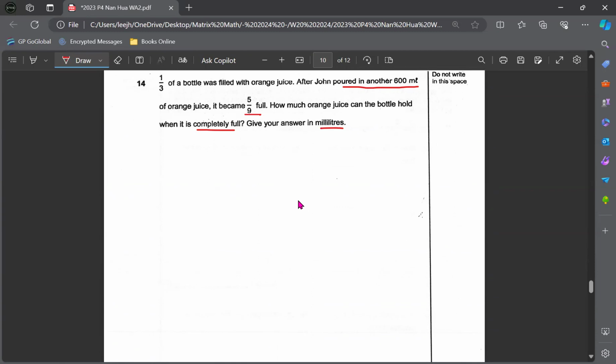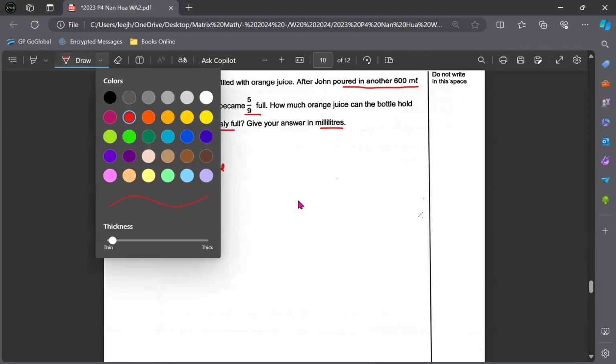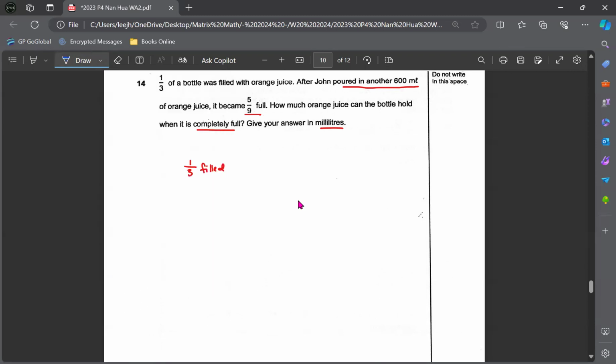Okay, this one we just write down. 1/3 was filled. So at first it was 1/3 filled. This is before. Then something is happening. John will pour in another 600 ml. So you plus 600. And the bottle will become 5/9 filled, full. Filled lah. Okay. So you can see that there's a difference over here in fraction, but the denominator are actually the same. Not the same, sorry.